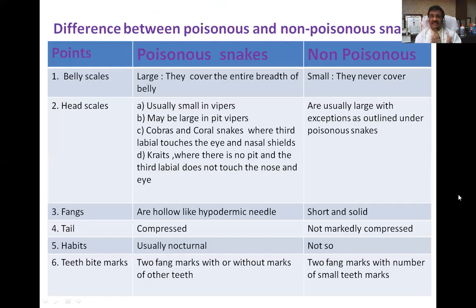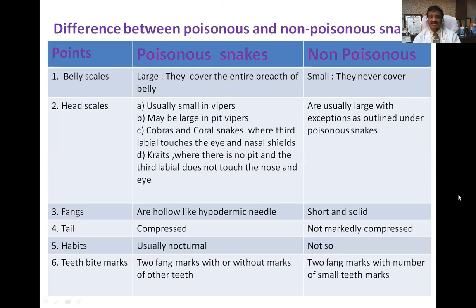Here we have a chart showing the difference between poisonous and non-poisonous snakes. We consider some points and accordingly differentiate them. Those points are belly scales, head scales, fangs, tail, habits, and the bite marks of the teeth. Belly scales mean the scales present on the ventral surface of the snake. They are usually large in poisonous snakes, and small in non-poisonous snakes.